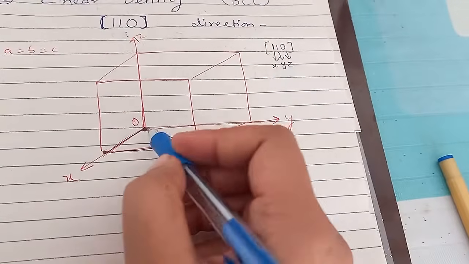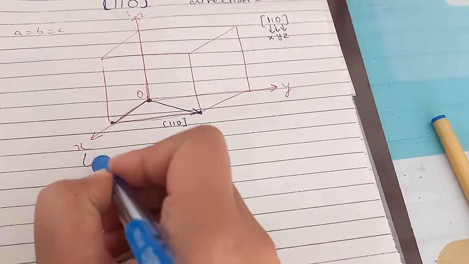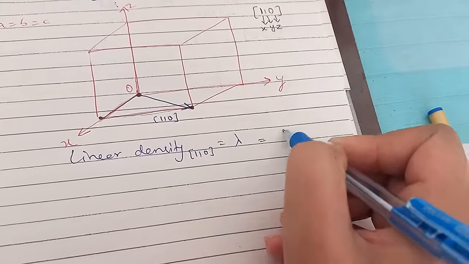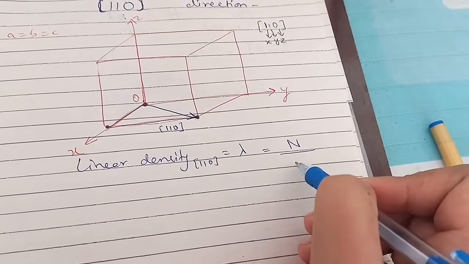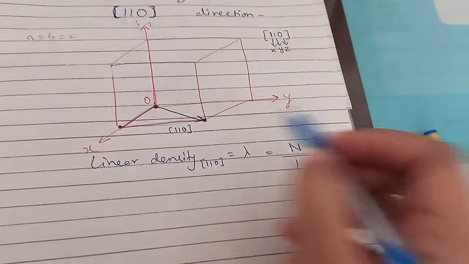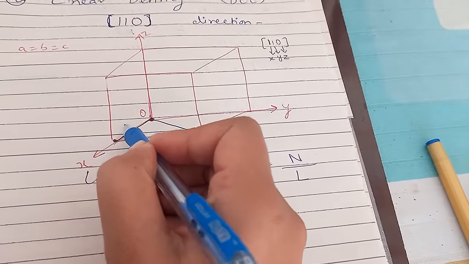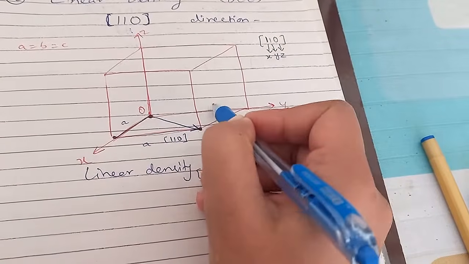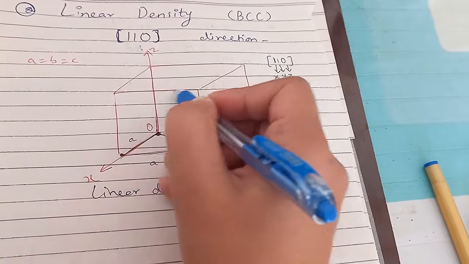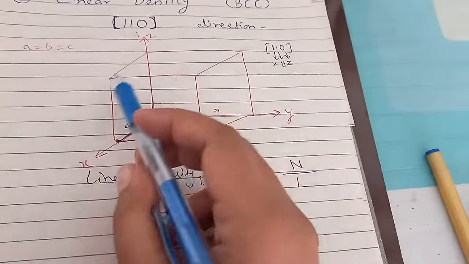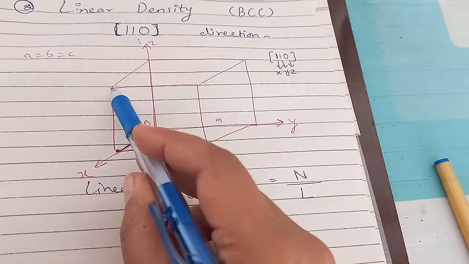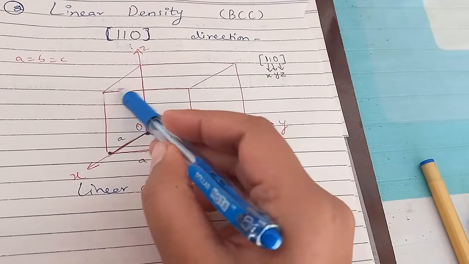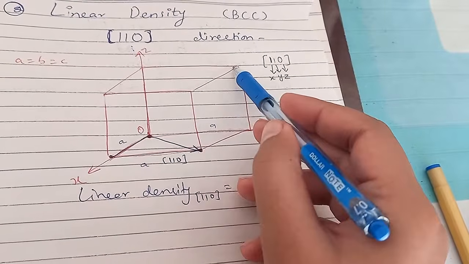We need to find out its linear density. So the formula for linear density, as we know, for 110 equals the number of atoms lying on the line divided by the length of the line. Let's say the length is capital L. We'll find out what length it is. This length from one corner to another corner in the x direction is a. This length is a also. All these lines which are parallel to the axis lines are a in length from one edge to another edge. Like this one, parallel to the y-axis, will be a also. But this length is not parallel to the x, y, or z axis. That is why this length will not be a.